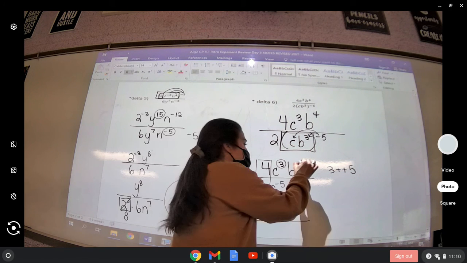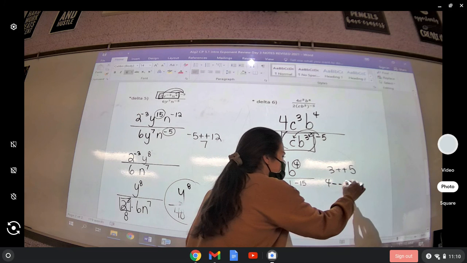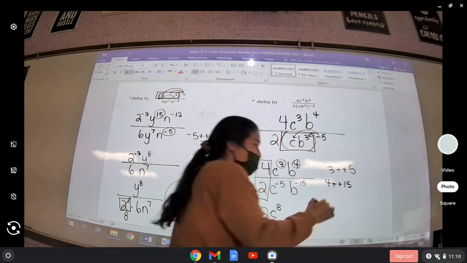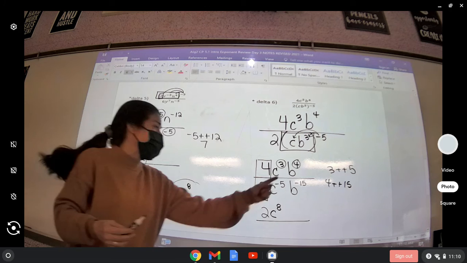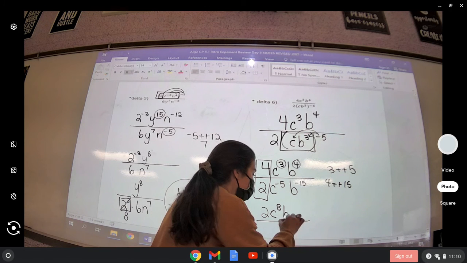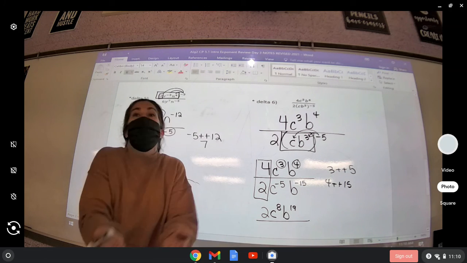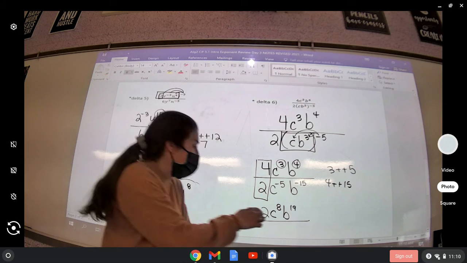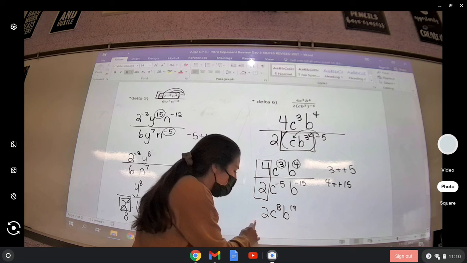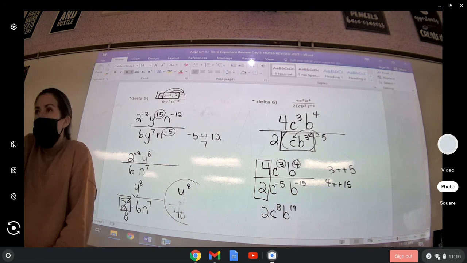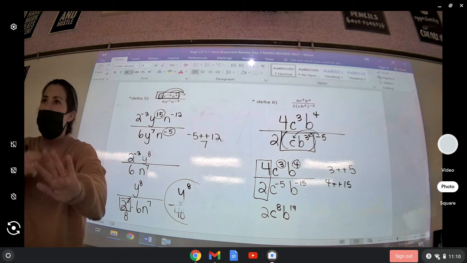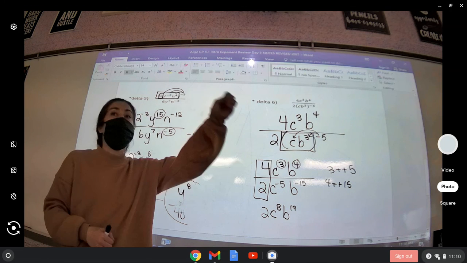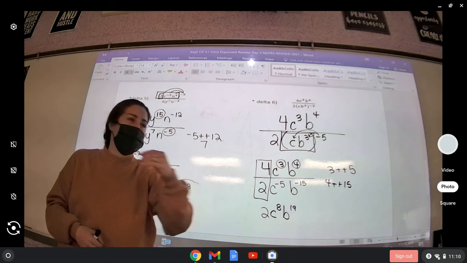4 is bigger, so take 4 and subtract negative 15. That turns to a plus. You get 19, and B goes back to the top. So guys, everything went back to the top. Nothing survived in the denominator. So now you don't even need this line, but if you wanted to, you could put over 1. But denominators are allowed to be left empty. It's only the numerator that has to have a 1 if it's empty.